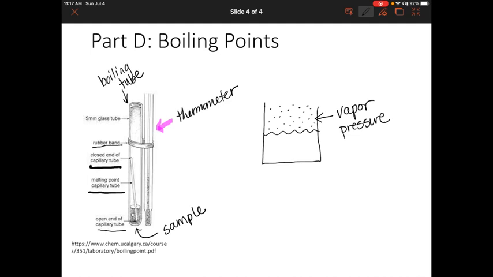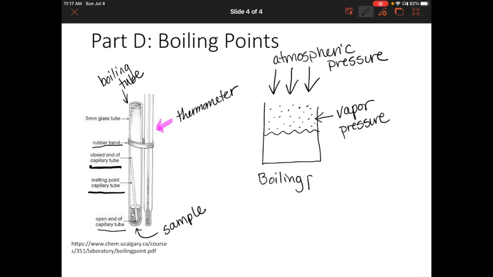On top of this, we also have gases that exist above our liquid. So that would be air. So air is composed of things like nitrogen gas, carbon dioxide gas, argon, oxygen, etc. But the pressure that that gas or mixture of gases exerts on the liquid is called atmospheric pressure. So the boiling point of a liquid occurs when the vapor pressure is equal to atmospheric pressure.